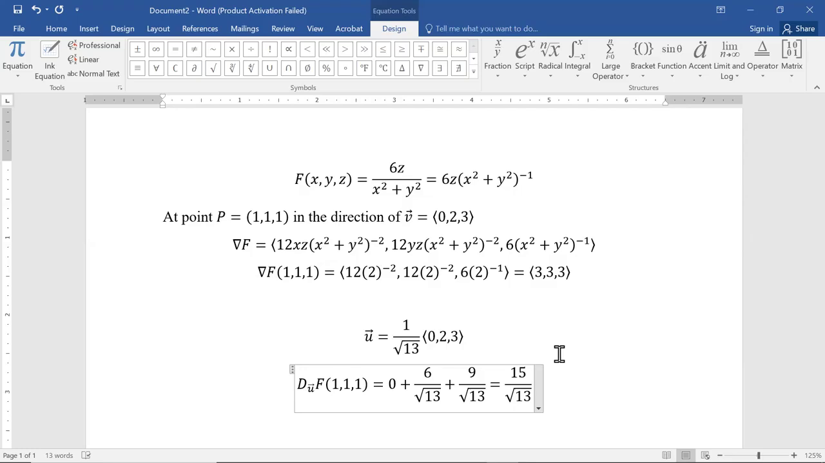That's the directional derivative of my function at point 1, 1, 1 in the direction of u, or in the direction of v, which is 0, 2, 3. Fifteen divided by the square root of 13 is about 4.16.